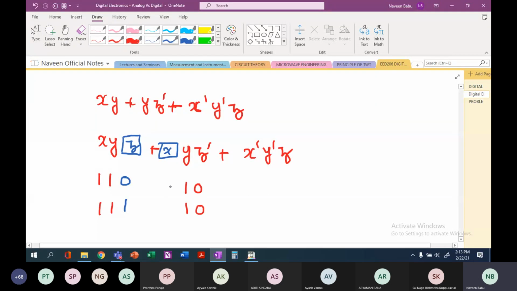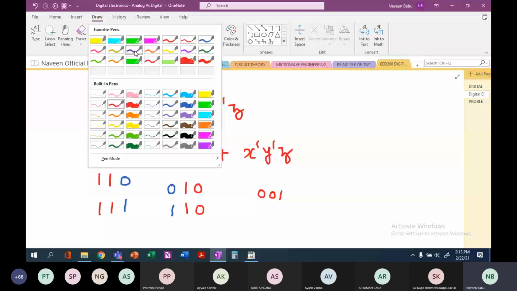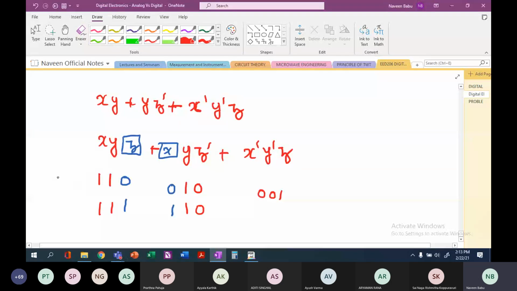So the literals x bar, y bar, z will be corresponding to 0, 0, 1. Now, what are the minterms equivalent to? The minterms equivalent to are, this corresponds to 6 here, this corresponds to 7, this corresponds to 2, this corresponds to 6, this corresponds to 1. So ignore the repetitive minterms here and write it afresh.